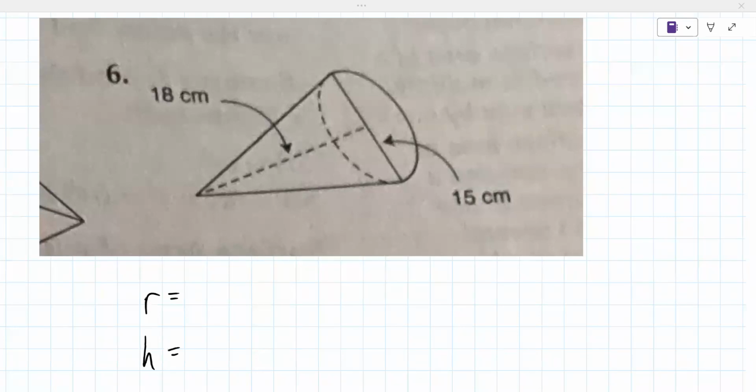And then this one, the radius would be 7.5 and the height would be 16. It's actually 18 there. Oh, good. 18.